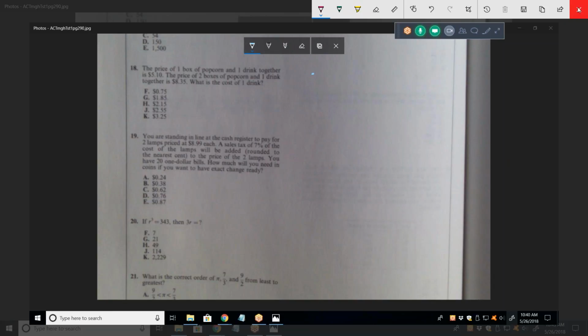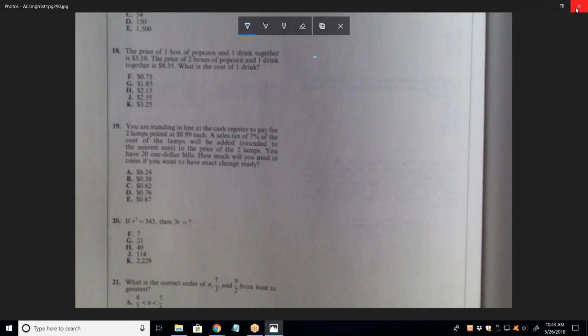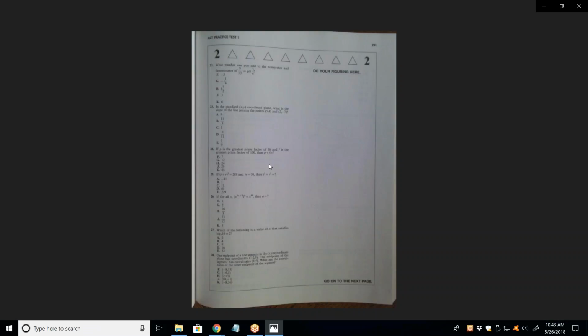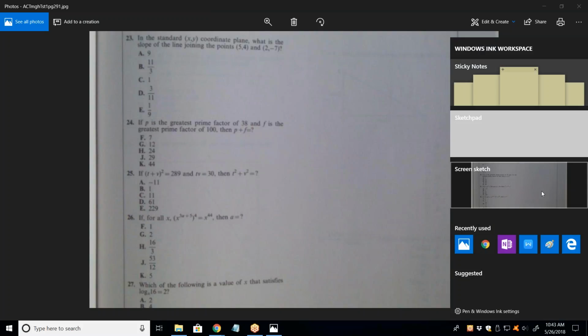All right, let's go through this little game again. What could possibly be wrong here? Okay, that's big enough, I guess. Yeah, that's good. Do 23.